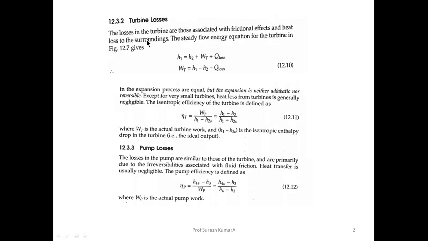The losses in the turbine are those associated with the frictional effect. Because of the frictional effect, losses will occur in the turbine, and heat losses to the surroundings. We need to see frictional losses within the turbine taking place, and heat losses taking place to the surroundings. If you consider that, then for the turbine work there is one addition, that is Q loss, that we need to subtract from the turbine work. So that's why the turbine efficiency comes into the picture.